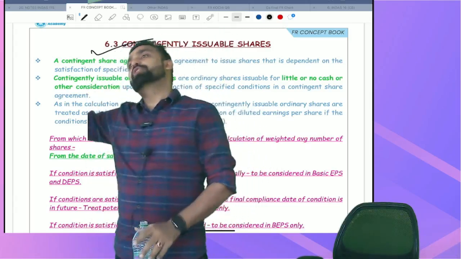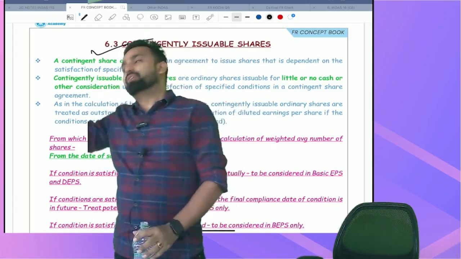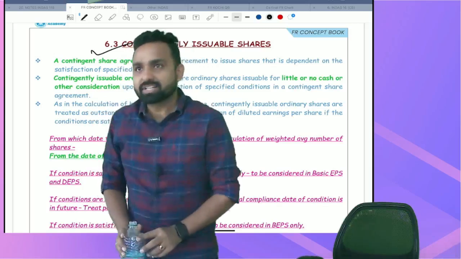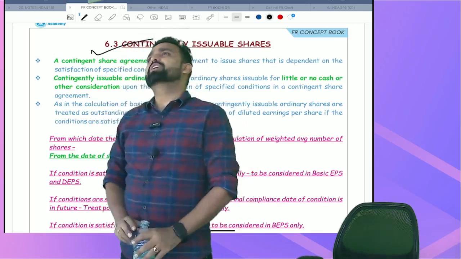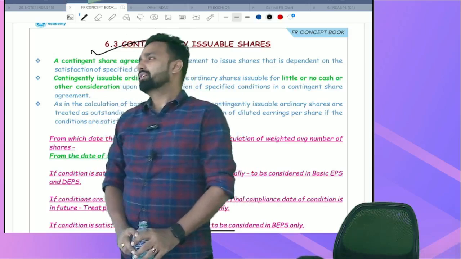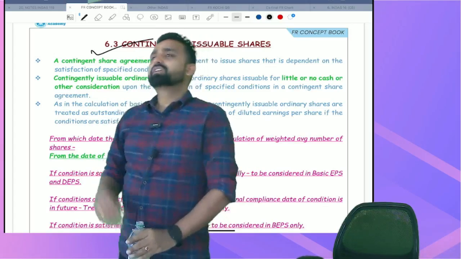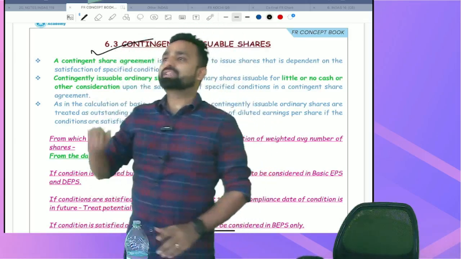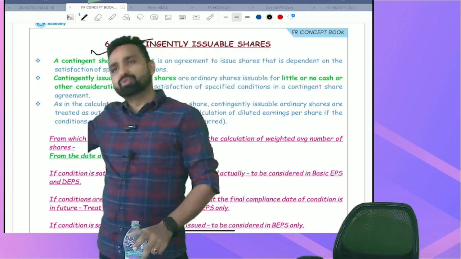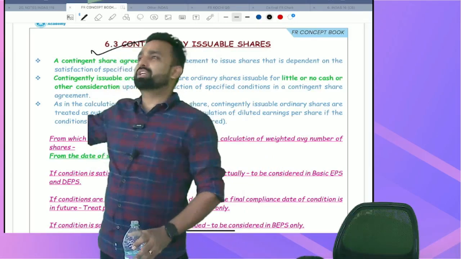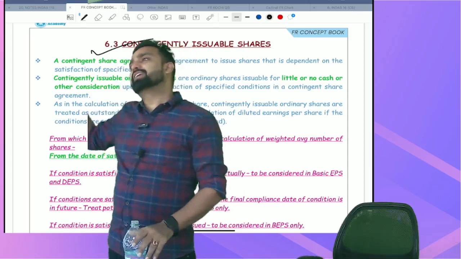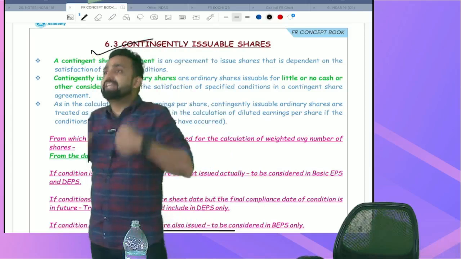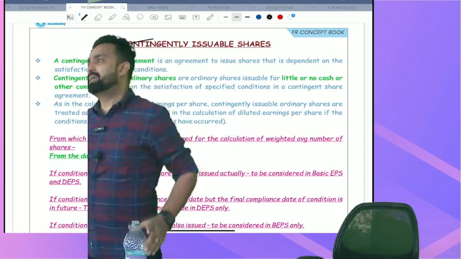Contingent consideration is based on future conditions. If the condition is fulfilled, then only I will give you the extra shares. This is contingent consideration. One more point was there: contingent consideration based on employee services is not part of PC. These are contingently issuable shares basically. They are based on the fulfillment of a future condition. If we expect that the condition will be fulfilled, or if the condition is actually fulfilled, then only we take the shares into consideration for the calculation of EPS.